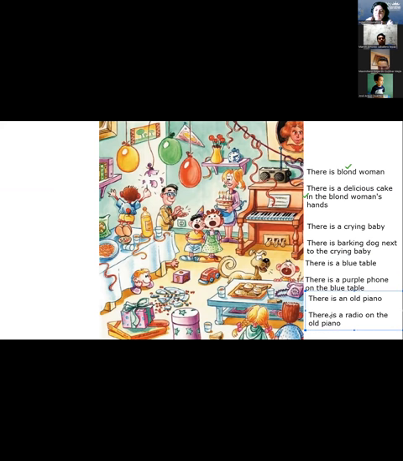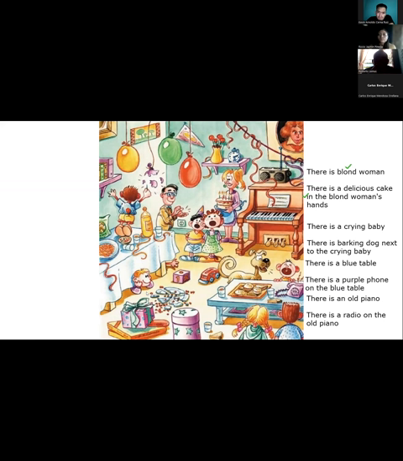So these are just examples about the activity you're gonna do in this moment. So I was explaining. So you can go and do the sentences, make the sentences. Is the activity clear for you guys? Yes. Yes.